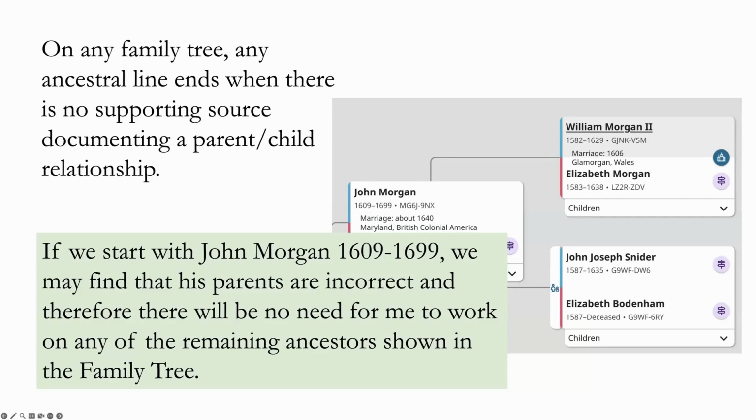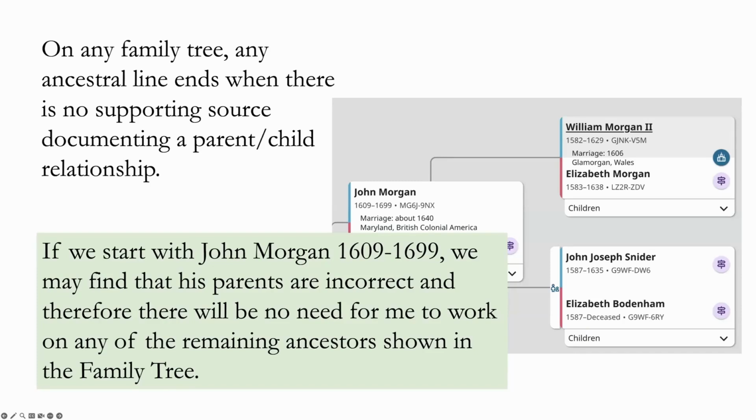Okay, so the question is, could there be a record on William Morgan II that showed that he had a son, this son, who was born in 1609 and died in 1699? Yes, he could, but that's going to be something that's just sort of there superficially. Am I required to keep doing that, going back?